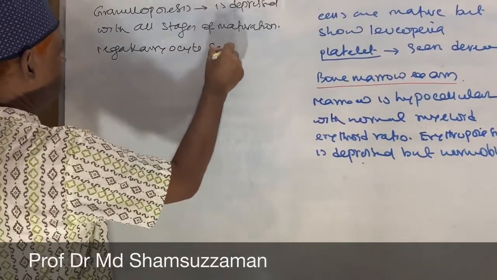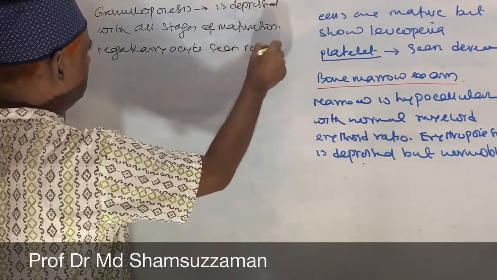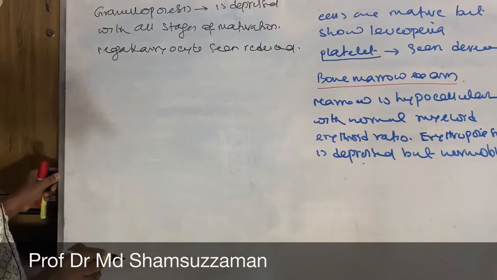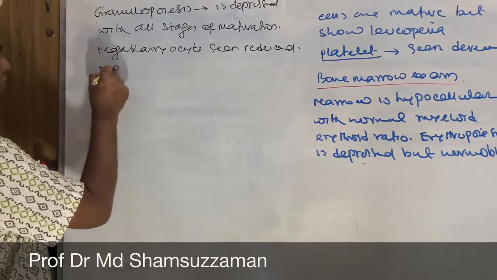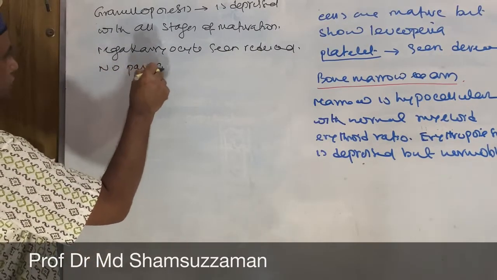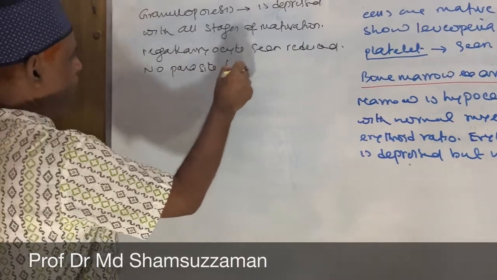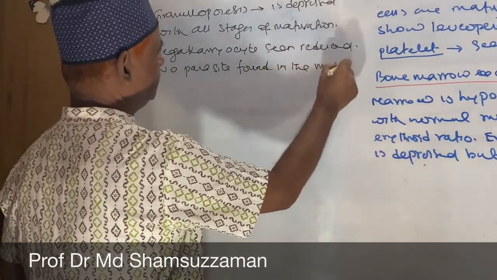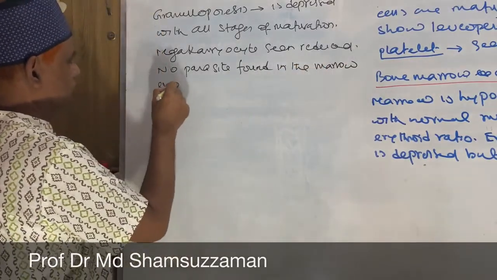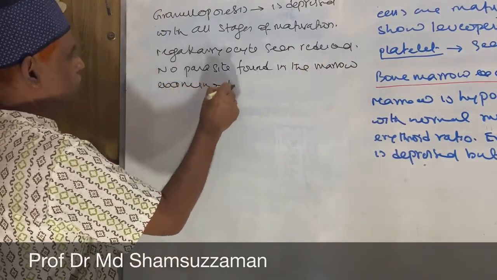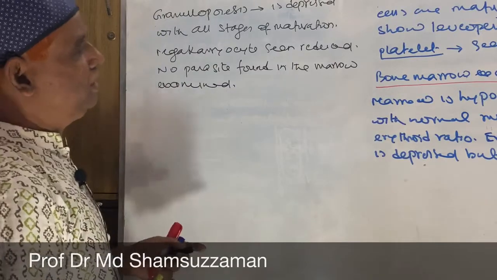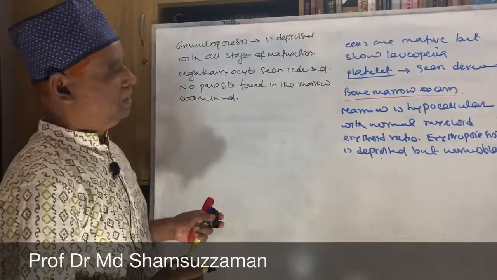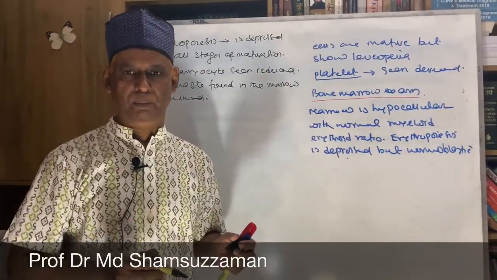Megakaryocyte is seen reduced. No parasite found in the marrow examined. So these are the bone marrow findings of aplastic anemia, and this is all about aplastic anemia.